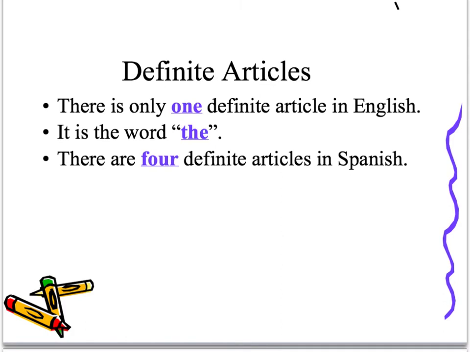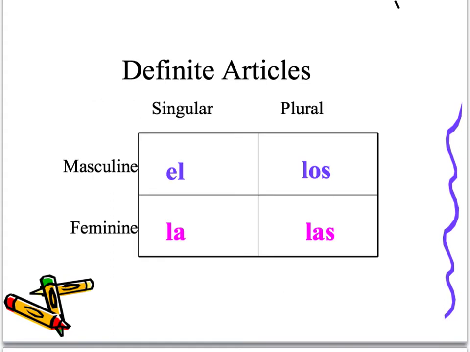Okay, definite articles. We talked about articles a little bit yesterday when we talked about our crossword puzzle, and I said you were going to use the article. Some of you looked at me like I was an alien. Remember, definite articles, all 4 of them say the, and there are 4 in Spanish. The reason why there are 4 is because we have to match them up with, are they masculine, are they singular, are they feminine, are they plural? And so we come up with el, la, los, and las.